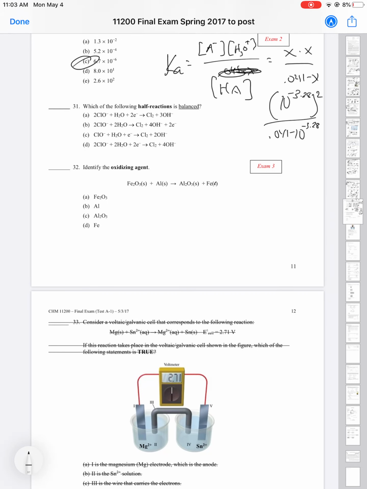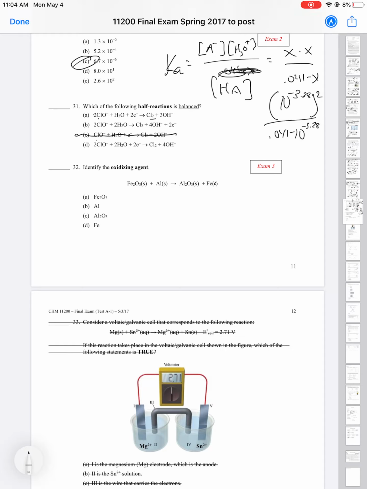Which of the following half reactions is balanced? Remember, for a balanced reaction, the first thing we want to check is the number of atoms. We have 2 Cl on one side and 1 Cl on the other, that's not going to work. 2 Cl, 2 Cl, okay. Then let's check oxygen: 2 oxygens, 2 here, 3 oxygens, 3 oxygens, 4 oxygens, 4 oxygens. And then hydrogens.